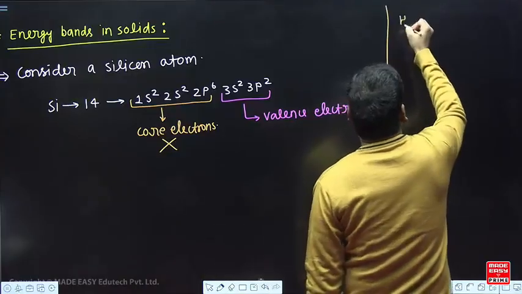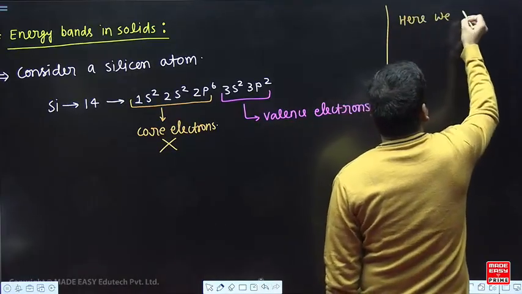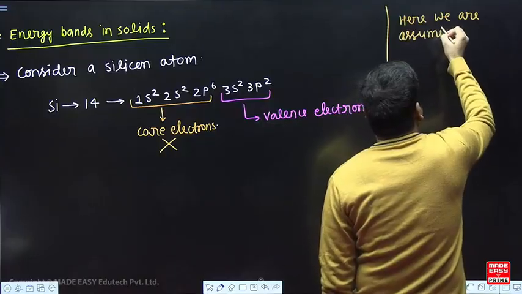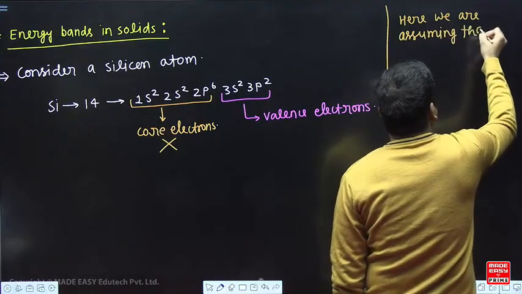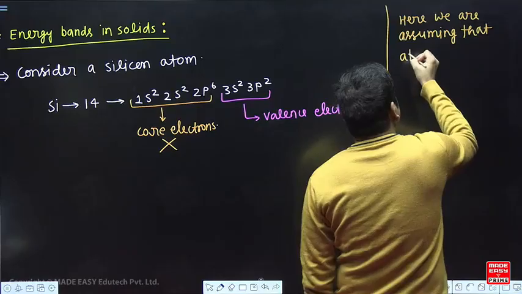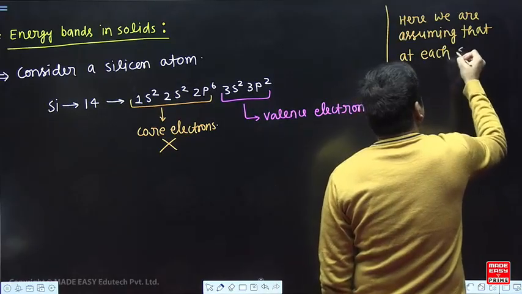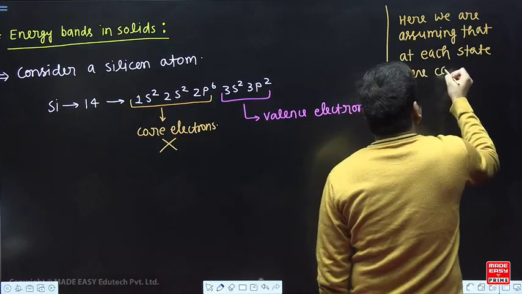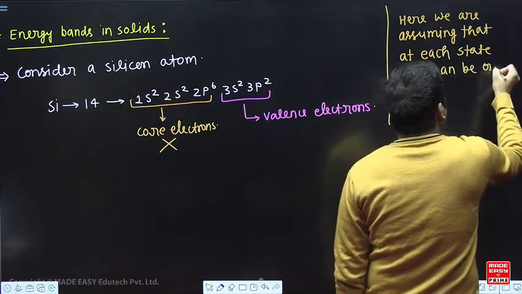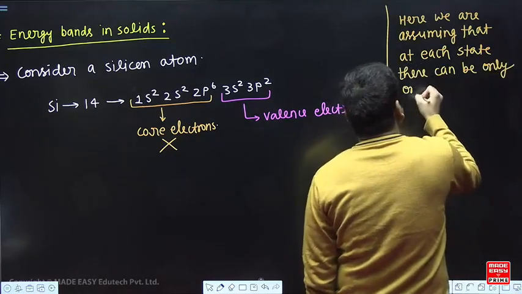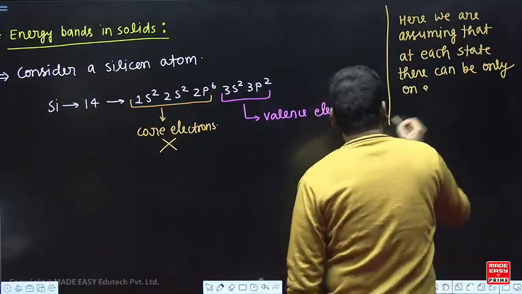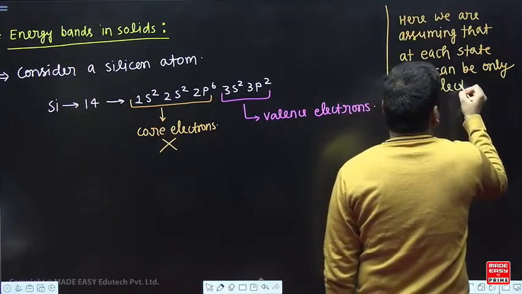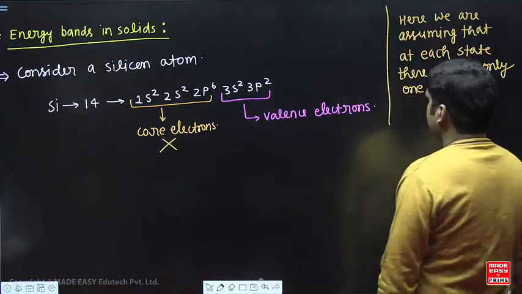Here we are assuming that at each state there can be only 1 electron. At each state there can be only 1 electron.